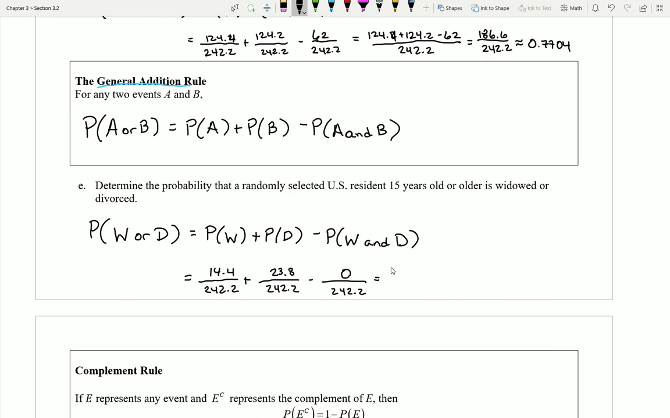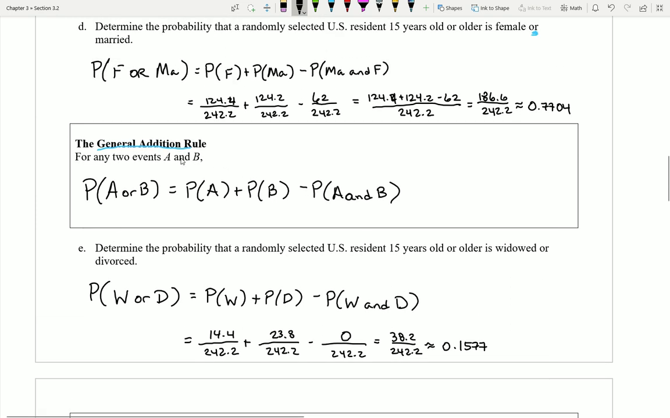So if I simplify this up here, I'm going to get 38.2 over 242.2 million. And if I crunch that out, that comes out as 0.1577. So hopefully this gives you a good sense of how you can start to utilize some different rules to calculate these probabilities.